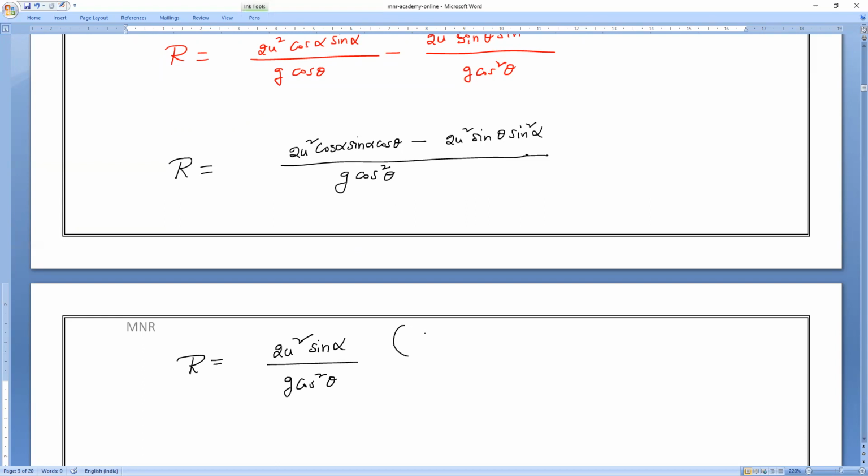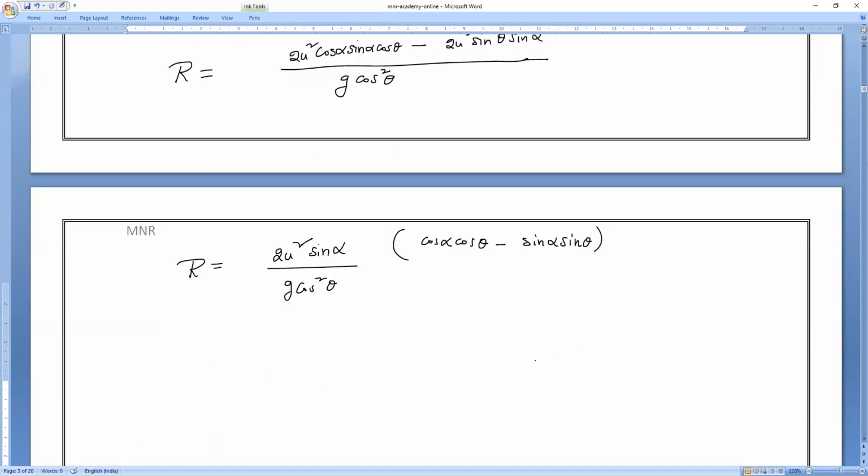Cos alpha cos theta minus sin alpha sin theta. Let it be sin alpha, sin theta. Am I right, everybody? Yes, sir. Now I will apply the trigonometry formula here. Cos A cos B minus sin A sin B is equal to cos A plus B.